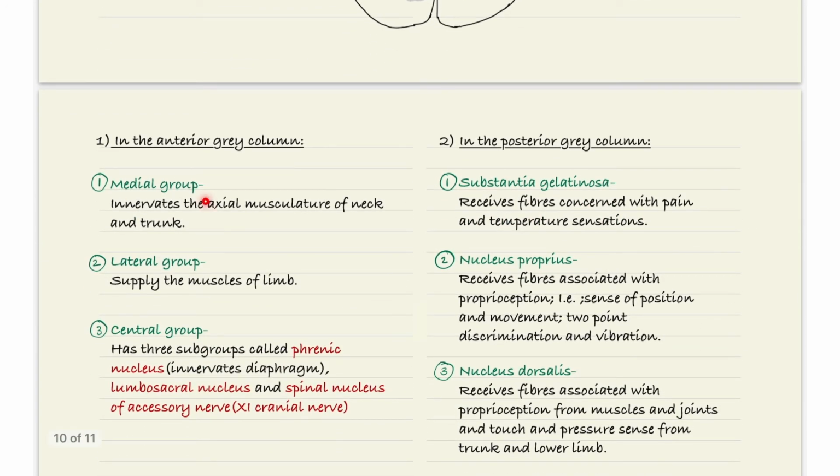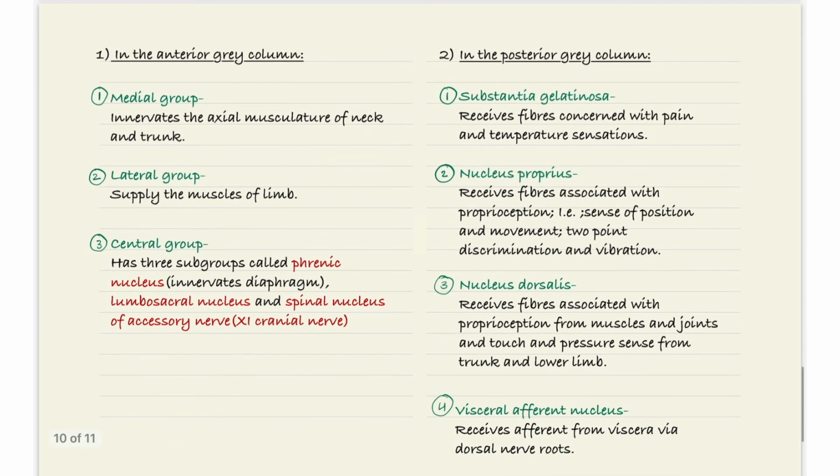Okay, we have done the medial group. It innervates the axial musculature of the neck and trunk. Then the lateral group. It supplies the muscles of limb. So medially the neck and trunk and laterally the muscles of limb.